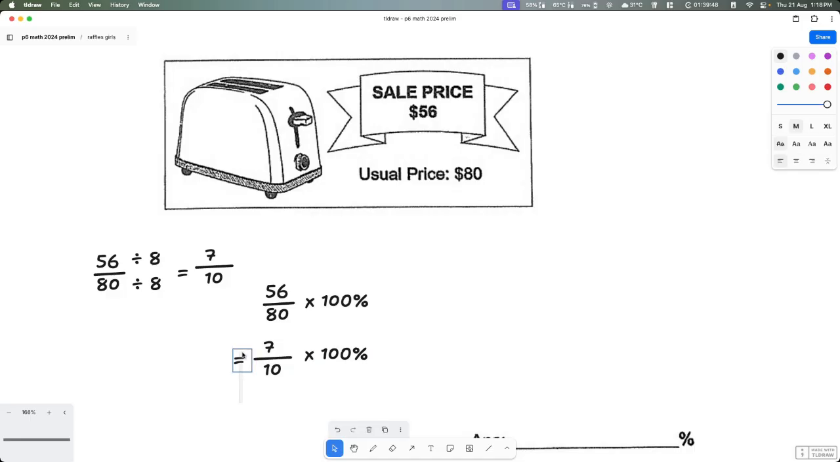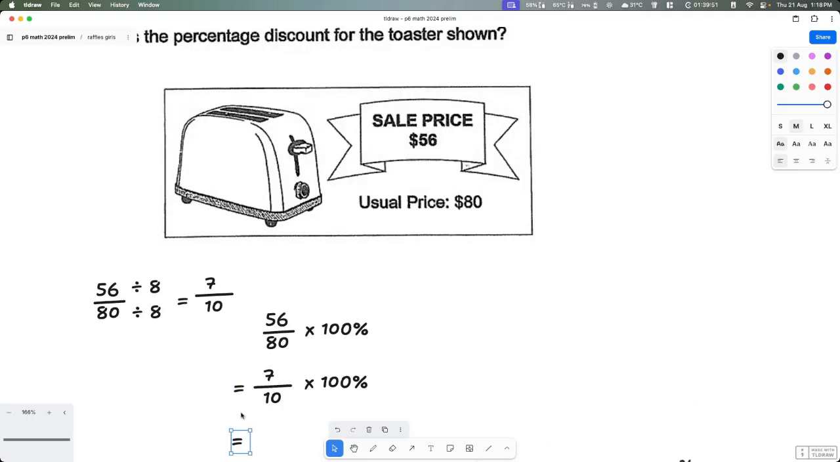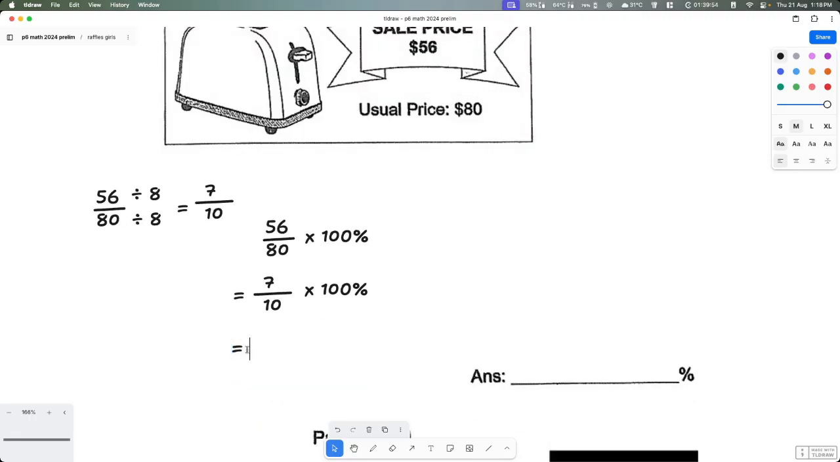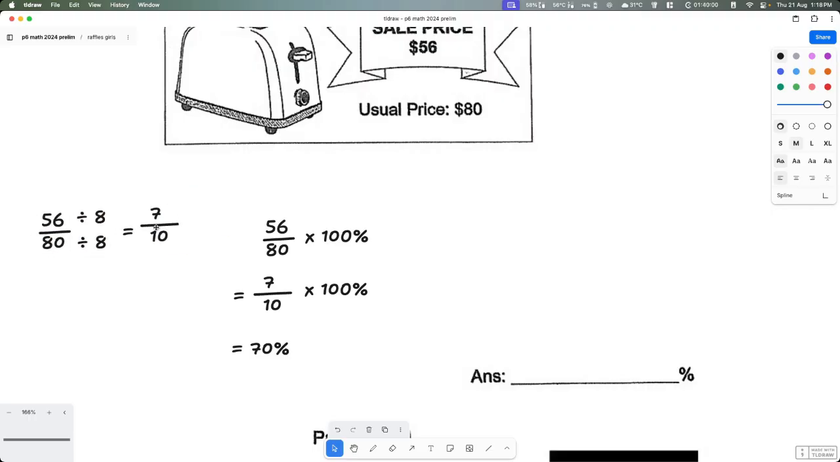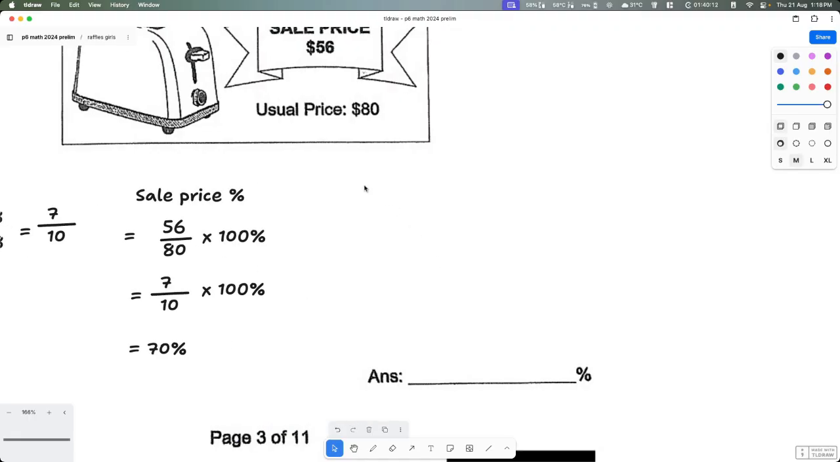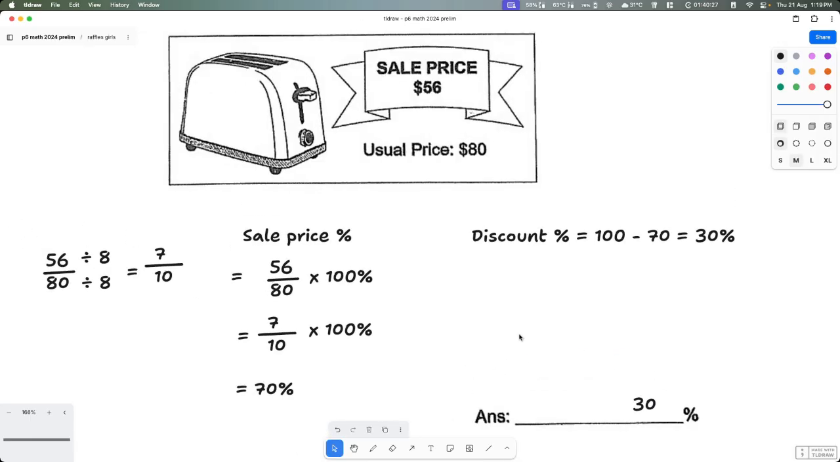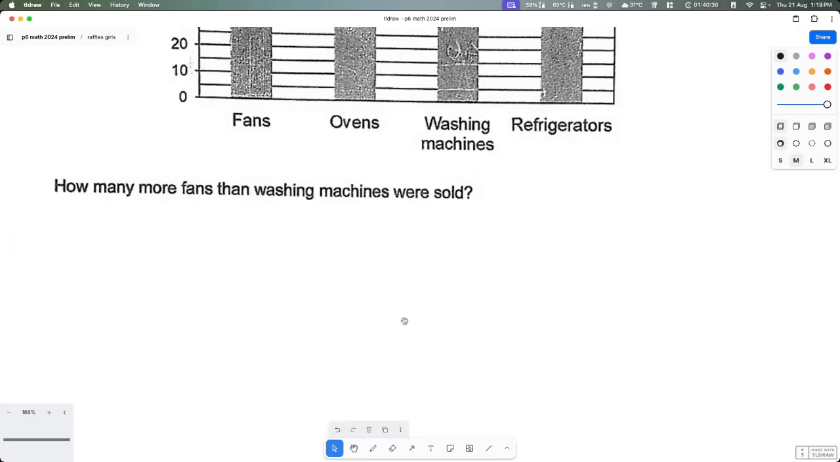The answer cannot be 70%. Let me think. Oh yeah, so the sale price is 70%. This is not a discount though. This is the discounted price, the sale price. So let me equate this: 70% is the sale price percent. Then the discount percent is equal to 100 minus 70, which is 30%. So make sure whatever you do, you know the difference between discount and sale price as well. Okay, let's move to the next question.